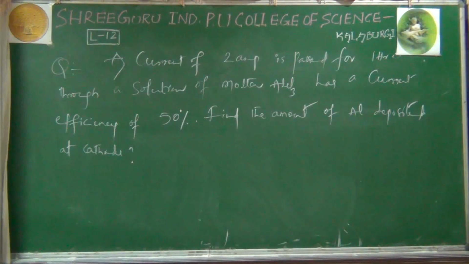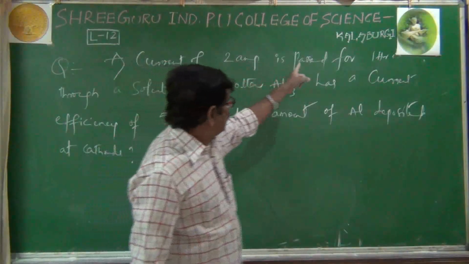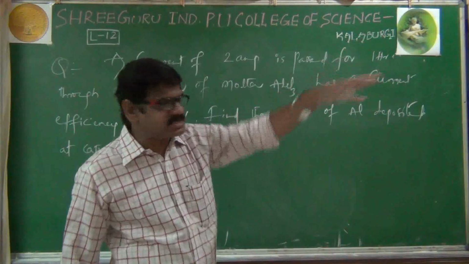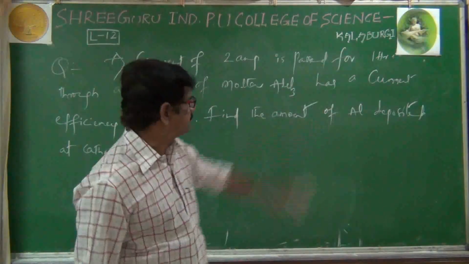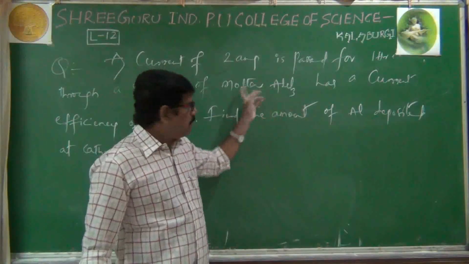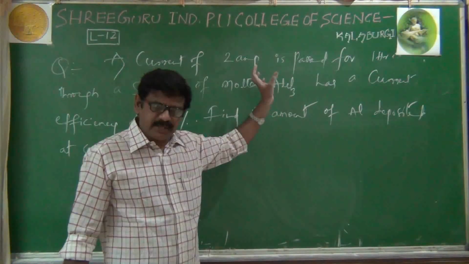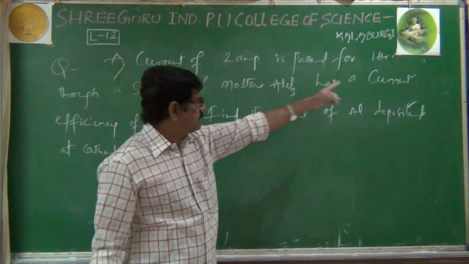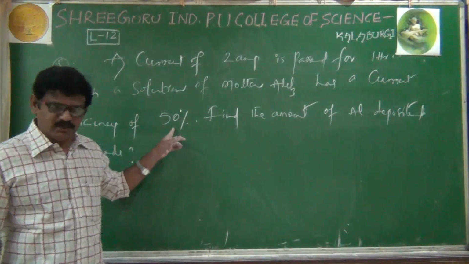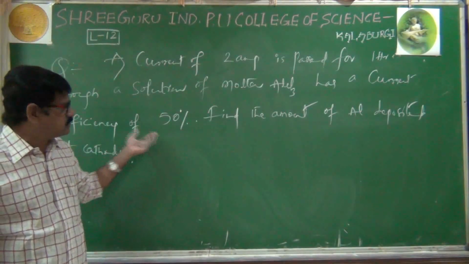First I will try to understand the question. A current of 2 amperes, I value has given, is passed for 1 hour. 1 hour means that time will be converted into seconds: 1 into 60 into again 60, right? Through a solution of molten AlCl3. Molten or fused AlCl3 undergoing electrolysis has a current efficiency of 50%. It is a new point for you people. Then current efficiency 50%, what we have to do, we'll see then.